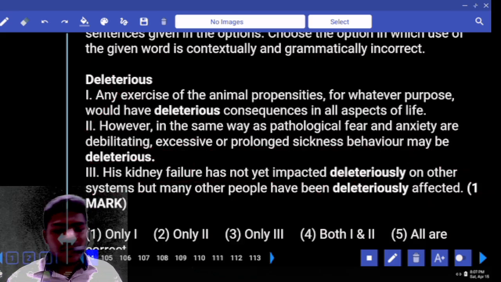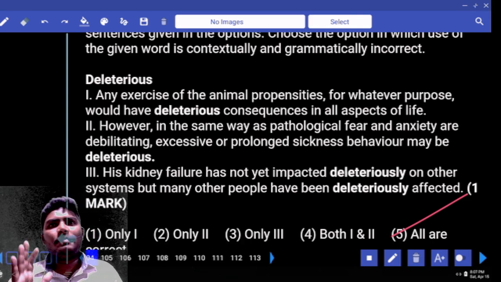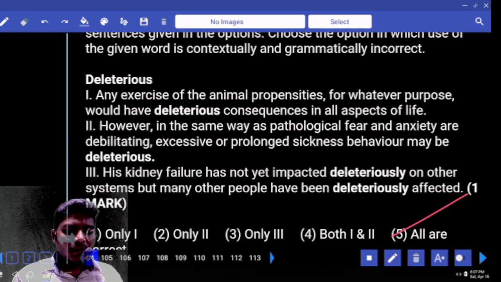Now tell me what can be your answer? Fifth one. So this is how, when all the parts of speech are good, please check the meaning, that means context, otherwise you will miss the answer.